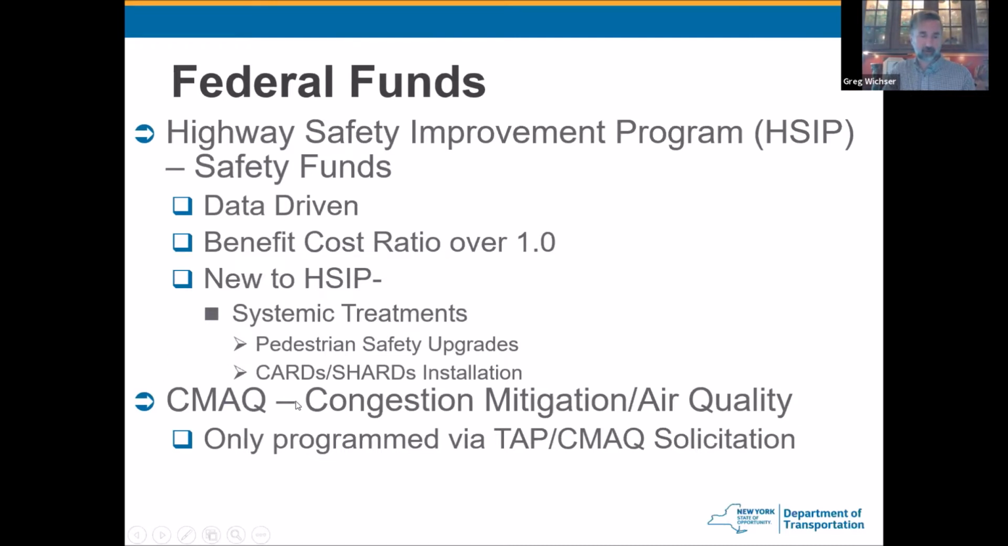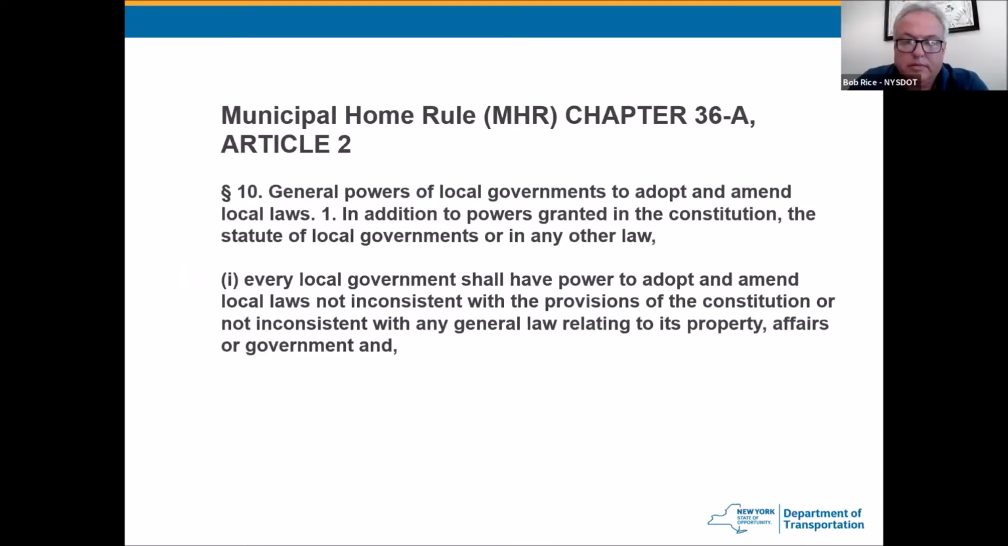Another fund source that's talked about with some frequency is CMAQ, which is for congestion mitigation and air quality. The Capital District has reached what they call attainment, which basically means we don't get an allocated CMAQ fund source, but the area can still compete in the TAP CMAQ solicitation, which the most recent one just closed. So that's where CMAQ funding comes in. So with that, that's the fund source discussion.